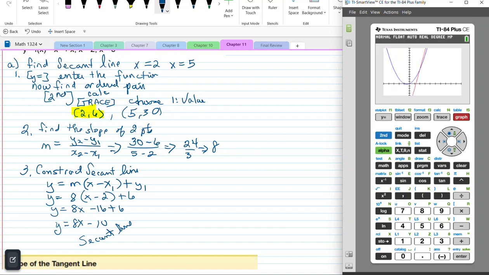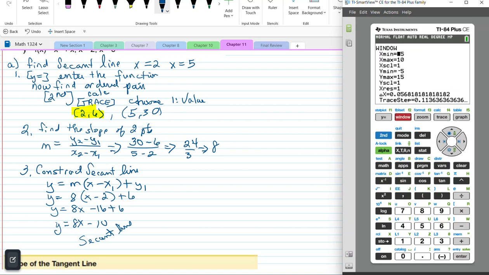This way, you can see that it does go through. And oh, I needed 30. Sorry about that. I needed 30, so I'm going to do 35 and a scale of 5. All right, here we go. So we can see the whole graph.